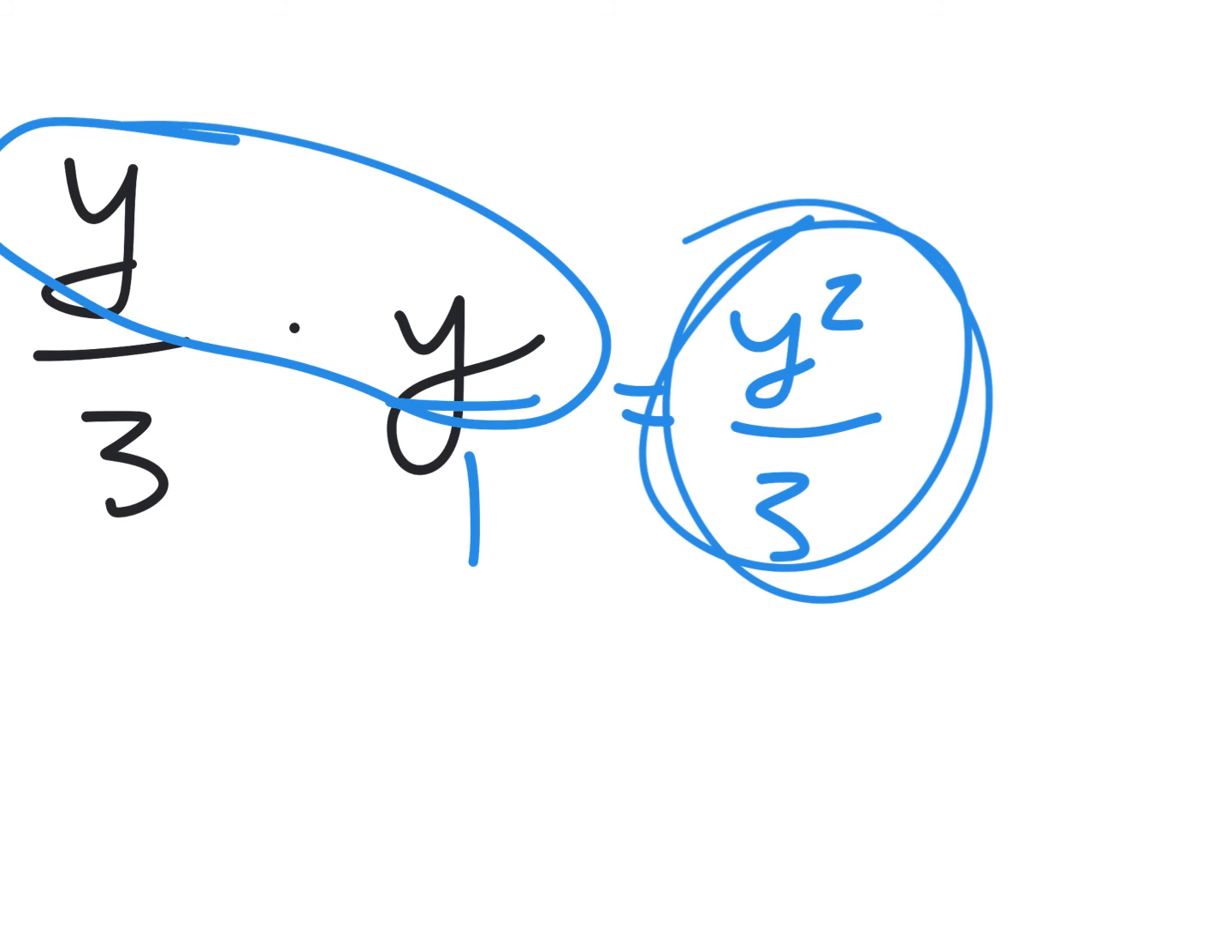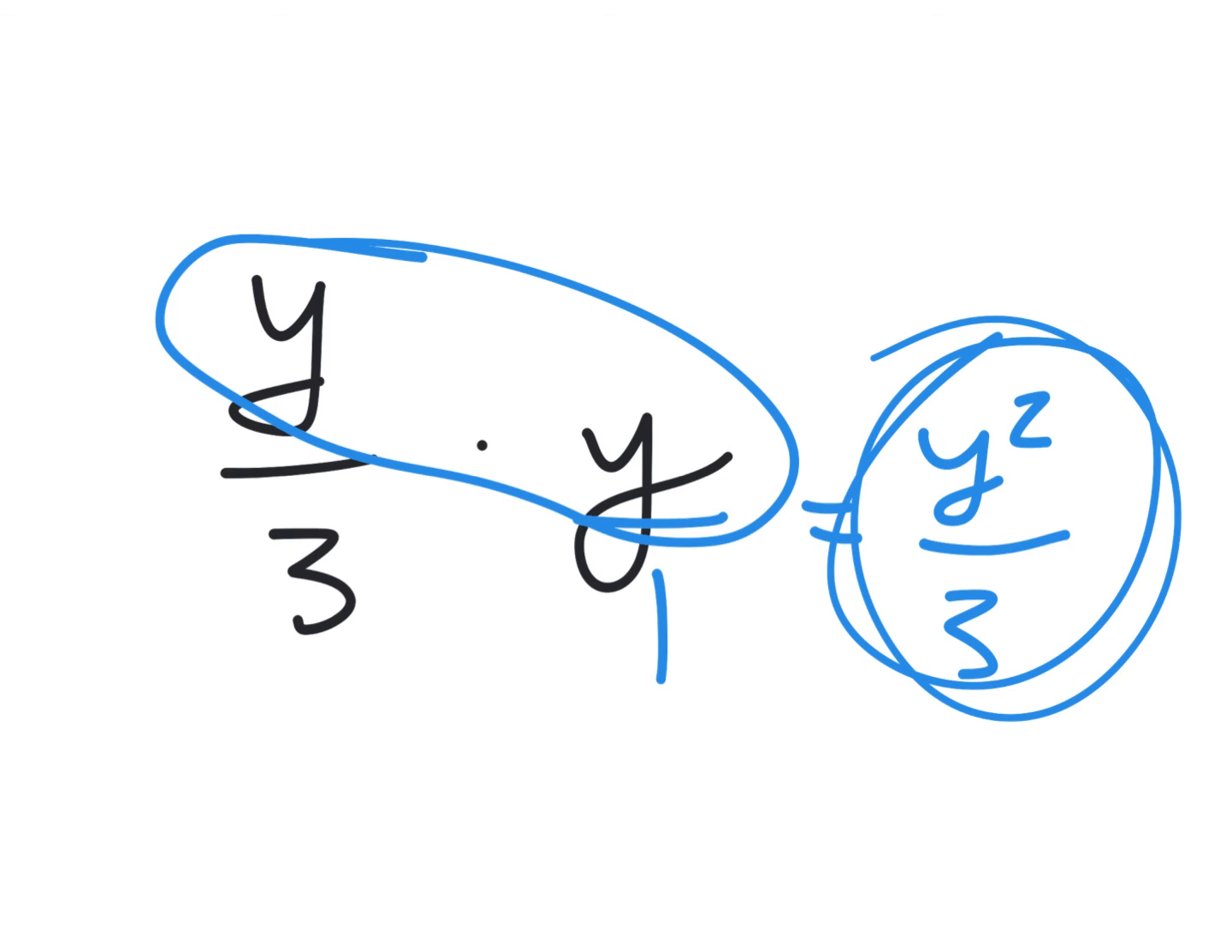Okay, so kids think all the time that this kind of thing is why. Oh, look at that. There's one here and there's one here. They can cancel. No, what has to be on the bottom of a fraction and the top of a fraction, and then they could cancel.